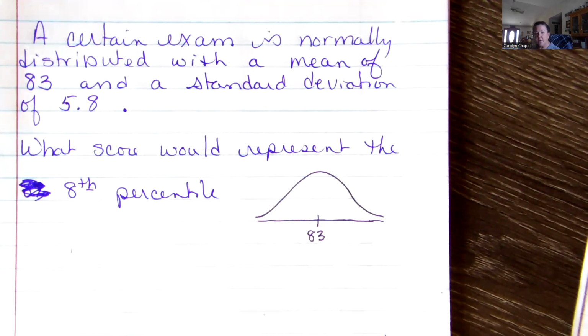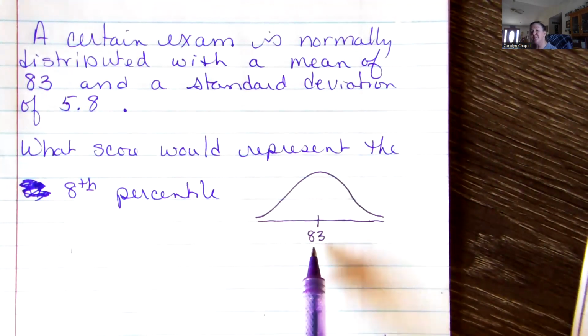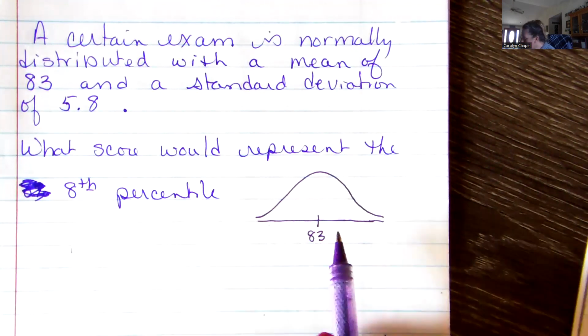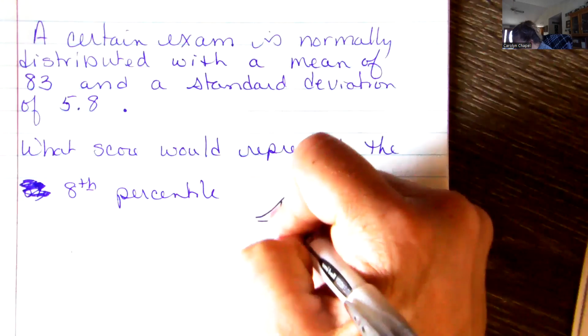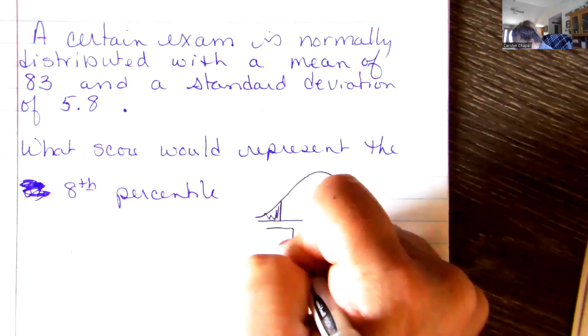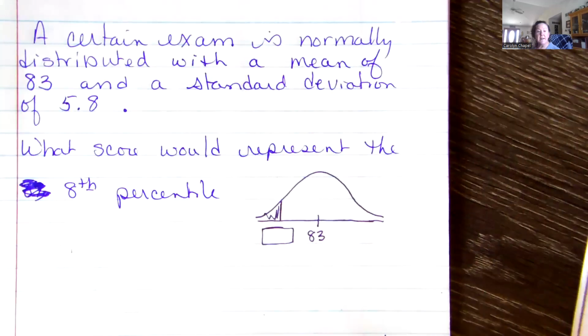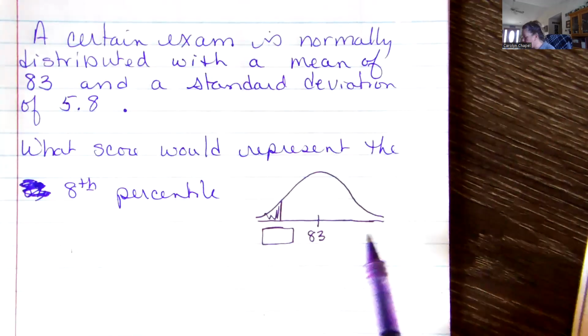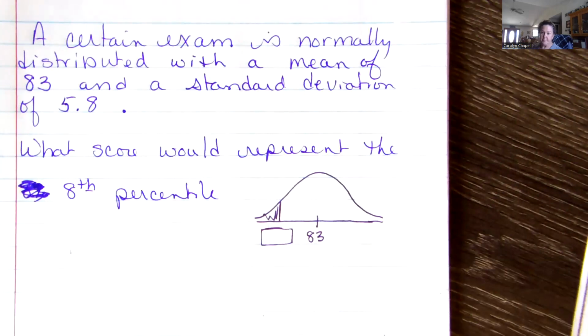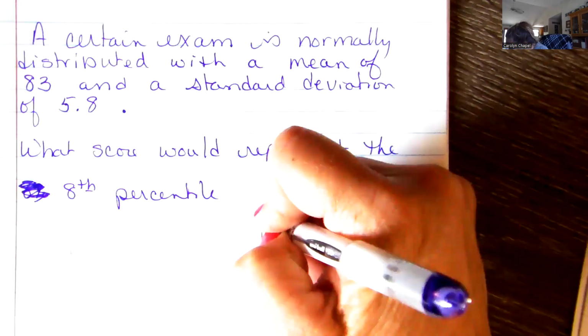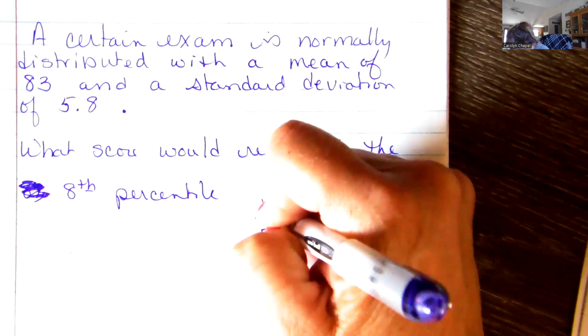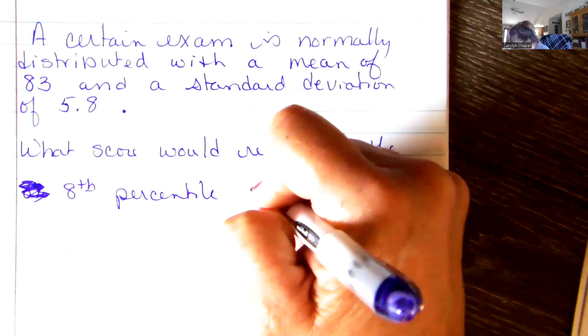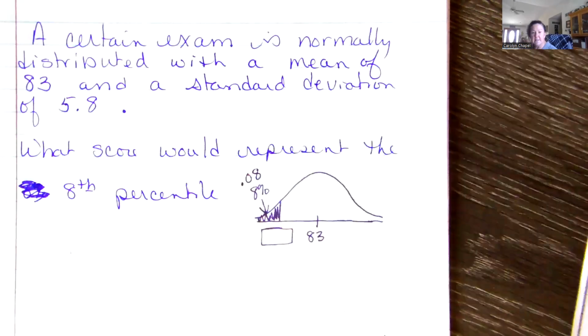Now, 8th is not a very large percentile. I will remind us that the 83 is smack dab in the middle. So that is like our 50th percentile. So that means we're going to be over here somewhere. Okay, so if we were finding the 75th percentile, we would be up here somewhere. All right, but our 8th percentile, this is our 8% or our 0.08.